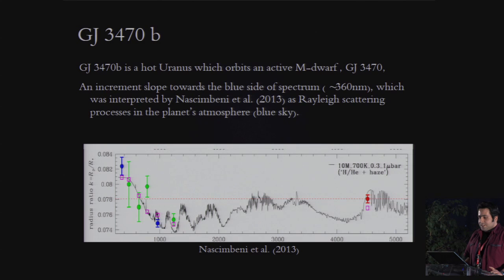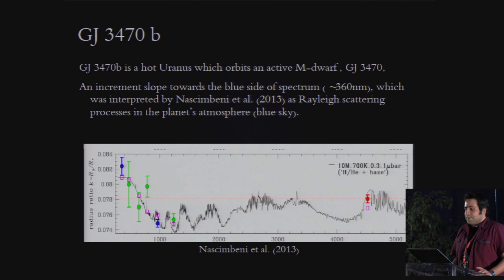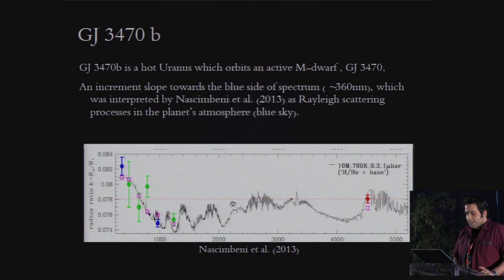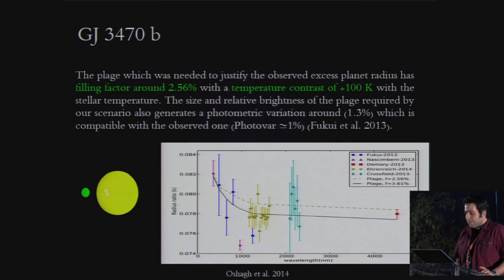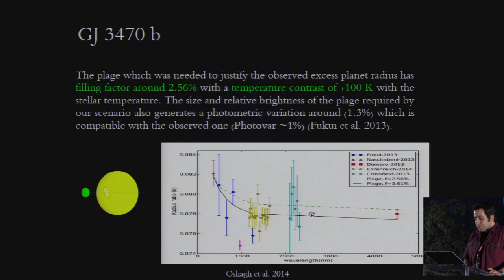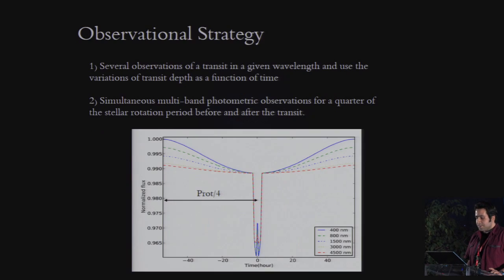And the second case was GJ 3470b, which was also observed in transmission spectroscopy, and they also observed an increase in the planet radius and interpreted it as Rayleigh scattering in the planet atmosphere. But again, that star is active, and it shows 1% photometric variability. By assuming the same overlap of the planet with a plage on the surface of the star, we could reproduce the same increase in the planet radius at shorter wavelength.